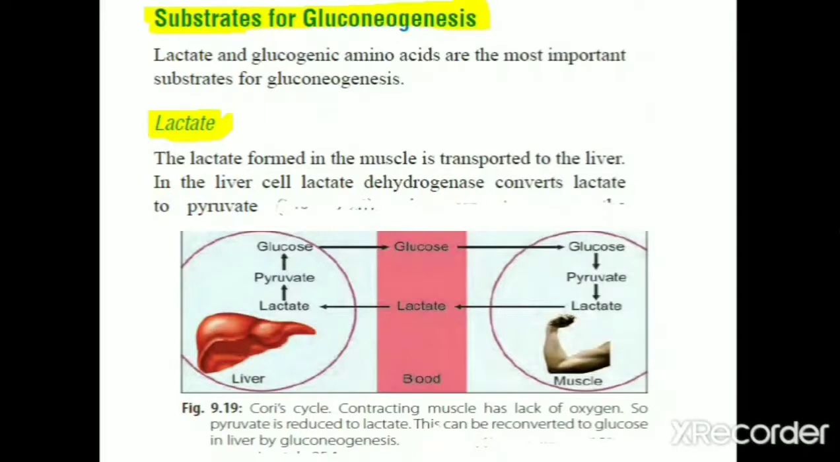And here it is an essay question, so you should write in detail regarding the substrates for gluconeogenesis. So the first one is lactate. Lactate is produced by anaerobic metabolism in muscle, and this lactate is secreted into the blood, and through the blood it reaches the liver, and in liver this lactate is converted into glucose through gluconeogenesis. That cycle is known as the Cori cycle.